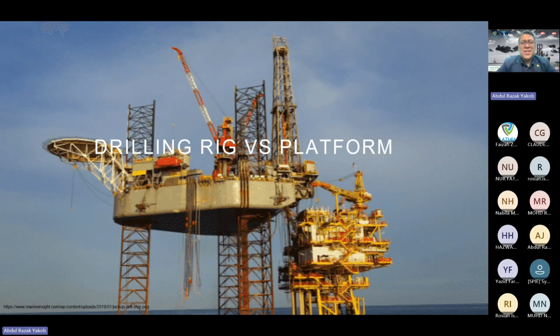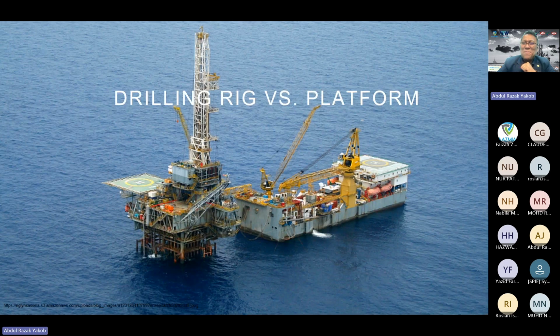So rig versus platform, the story is not finished yet, because you were introduced to the drilling rig, you have not been introduced to the platform. Okay. Right now, if you see over here, this is a drilling rig. Look at its shape, this is a tender assisted drilling rig. And this is the platform. And you have the drilling rig on top of the platform.